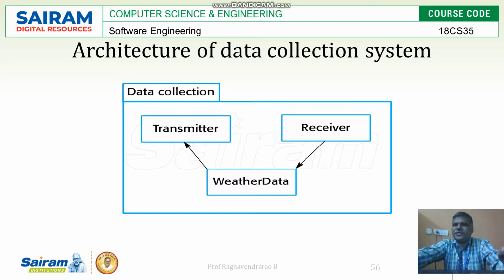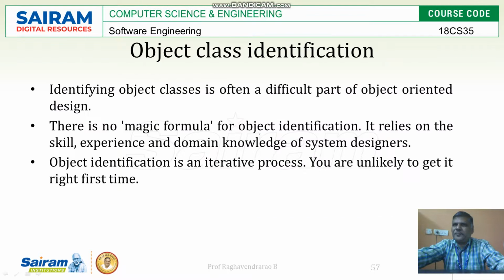It just shows how this data collection architecture is. Now see how it is written: data collection is the function. What this particular function does is the data collection, from where? From weather data. It is going to receive and it is going to transmit. The data is going to be received and the data is going to get transmitted. This is a function, the data collection system.